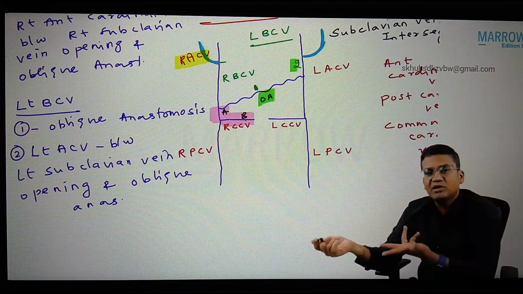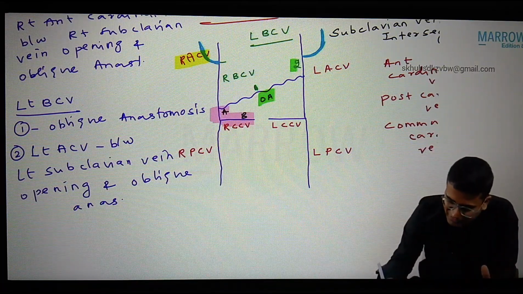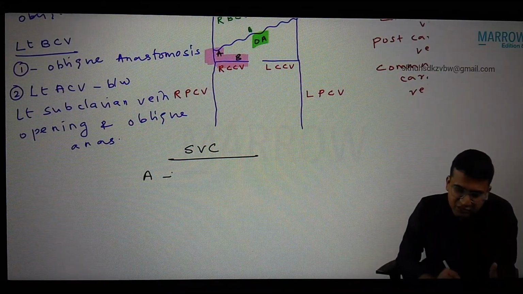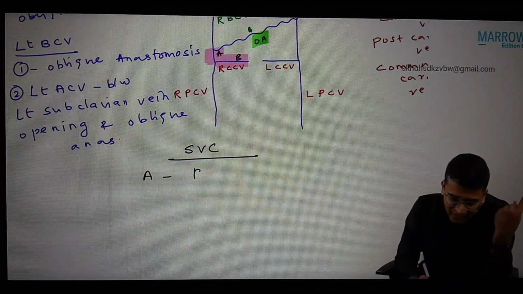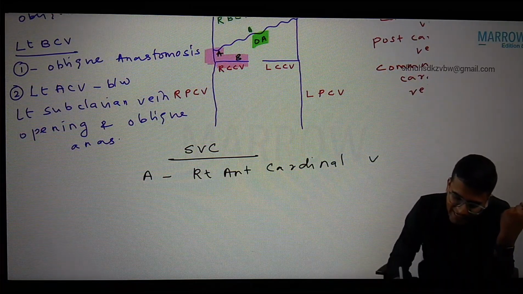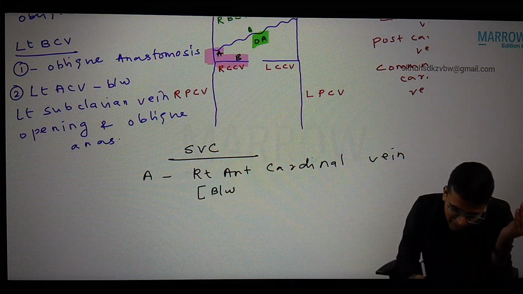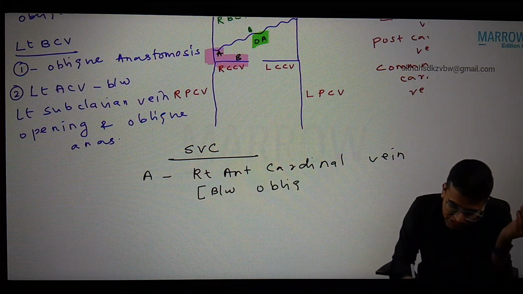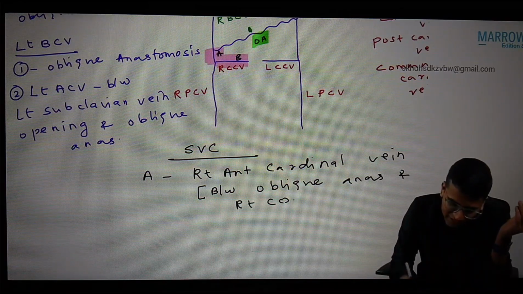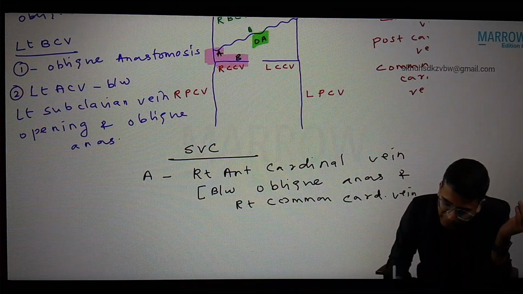What is B? Right common cardinal vein. That is forming the superior vena cava. So superior vena cava is derived from, what is A? Right side anterior cardinal vein. Now this anterior cardinal vein is present between the oblique anastomosis and the right common cardinal vein. Is that clear?